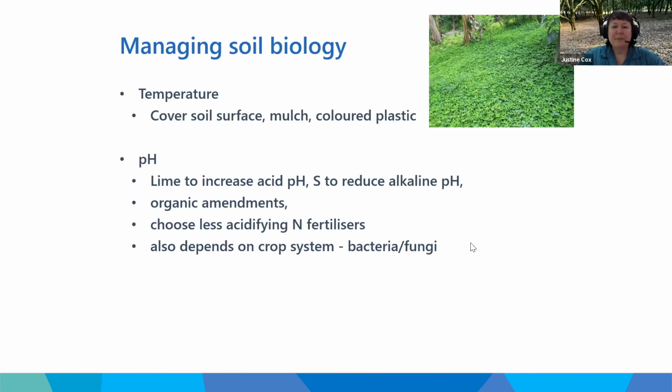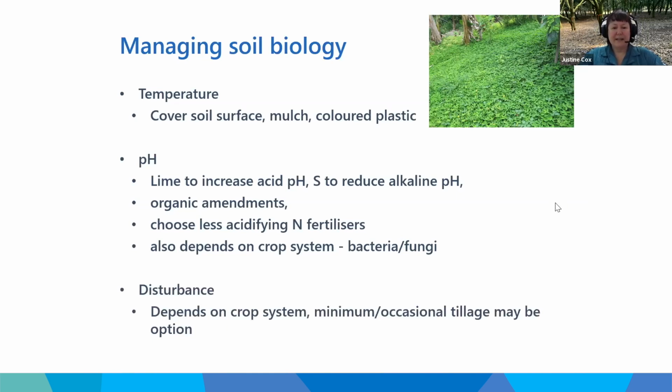And so some systems you'll get a little bit more bacteria, and some systems you'll get more fungi, depending, say, if it's a tree crop system like macadamias where I work, there'll be quite a bit of fungi in the system. And again, that disturbance. So depending on your crop system, you might want minimum or occasional tillage, maybe an option.